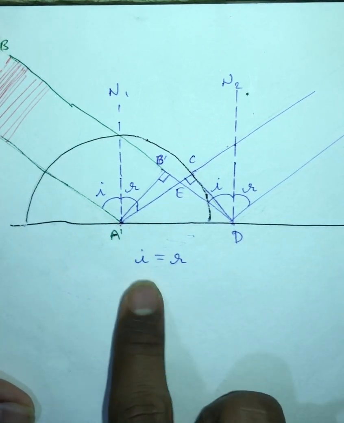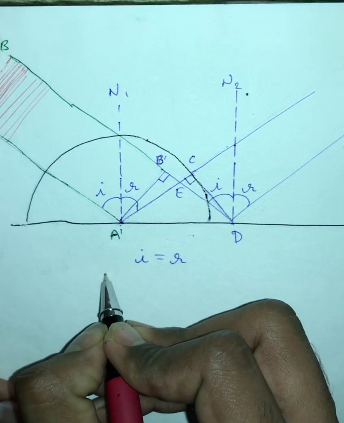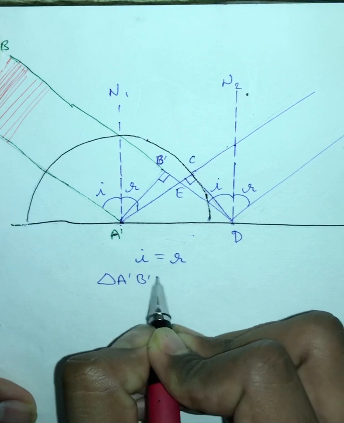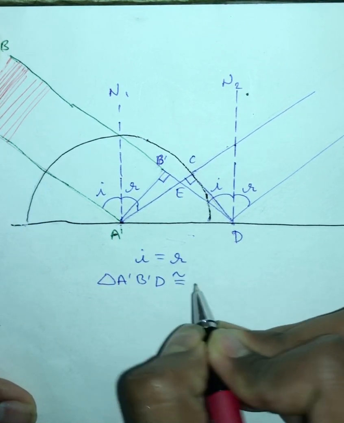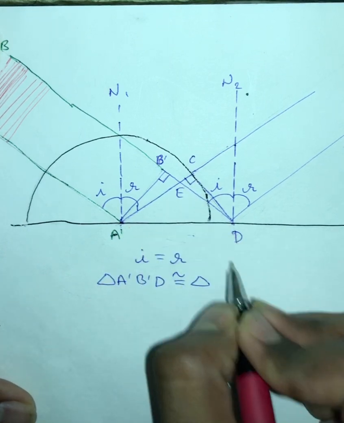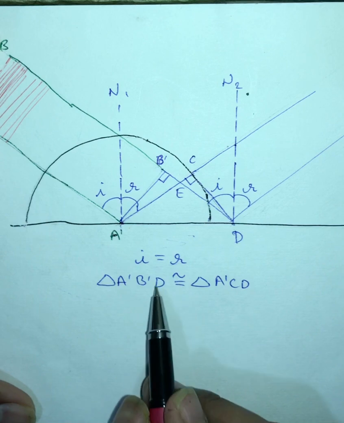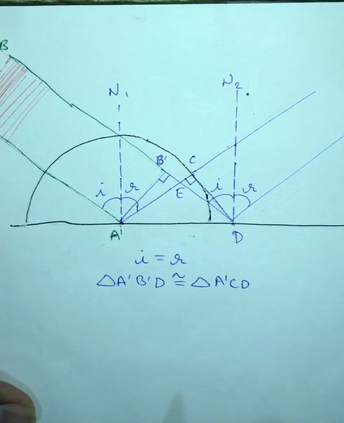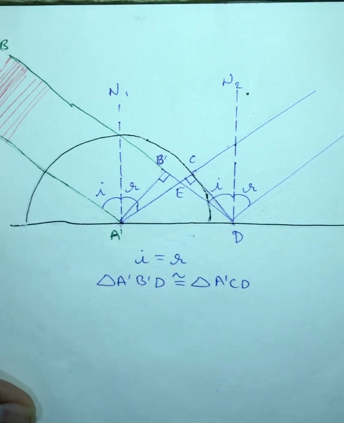So for proving that the angle of incidence is equal to the angle of reflection, first of all we need to prove that the triangle A' B' D is congruent to triangle A' C D. So this is the task in front of us, to prove that the triangle A' B' D is congruent to triangle A' C D.